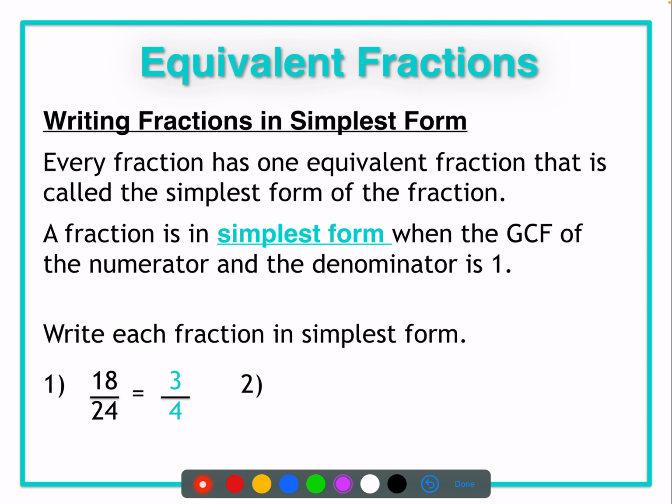And then for number 2, 10/35, we can divide both numbers by 5. So it will be 2/7. You cannot divide anymore, so that means 2/7 is the simplest form. And 8/9, we cannot divide 8/9 by the same number, so that means it's already in simplest form. So the answer is 8/9.